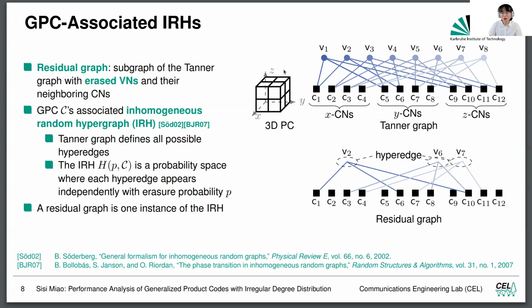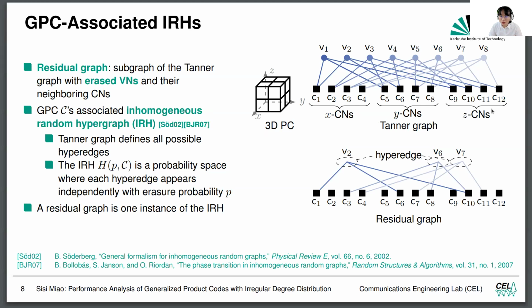So what is a residual graph? You can imagine them this way. We have a tensor graph, which we have explained earlier. So we have this tensor graph, then you can imagine every hyperedge as some sort of socket. Then we have a channel which introduces the randomness in the way that only some of the bits are erased. And the erasure of the bits is independent with probability P.